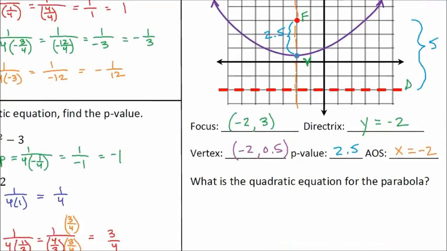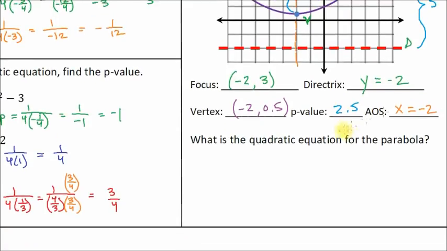Last question here. What is the quadratic equation for this parabola? All right. Well, we know that we're always going to be using vertex form. y equals a times (x minus h) squared plus k. And we can see that our h value is equal to -2. Our k value is equal to 0.5. That comes from the vertex. And our a value, we have to figure that out.